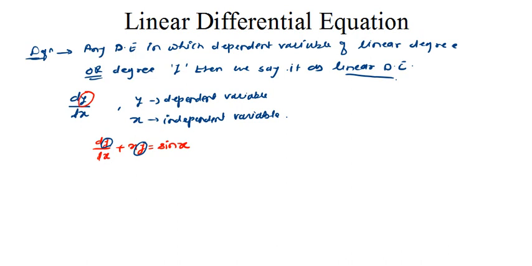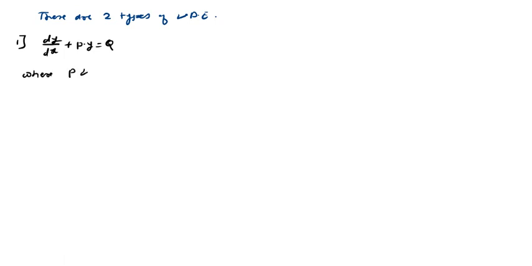Okay, so basically there are two types of linear differential equation. The first one is the linear differential equation of the type dy by dx plus p into y equal to q, where this p and q are functions of x alone, or they will be constants.